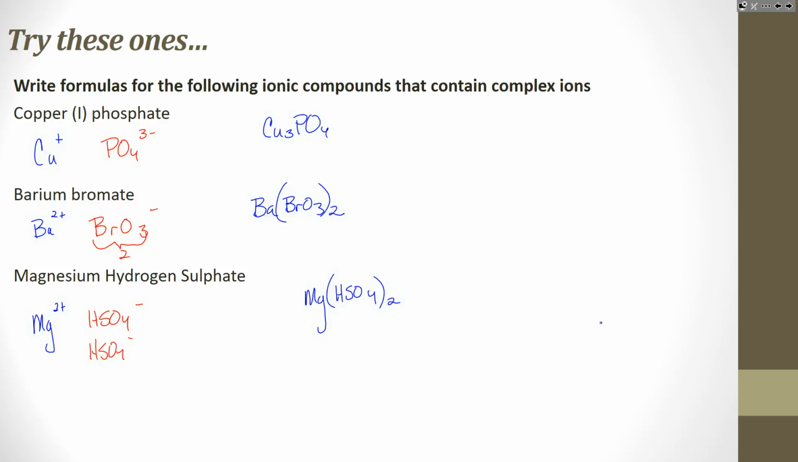Notice we didn't need prefixes because we have charges to work with. So only covalents need prefixes. After that, we just use the names that we've been given and the charges we have.